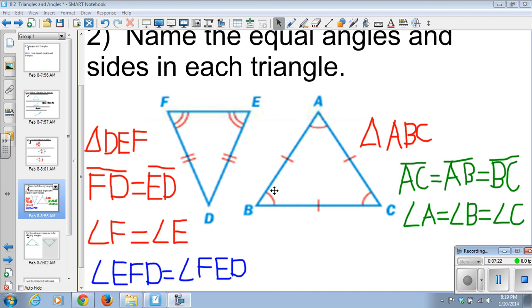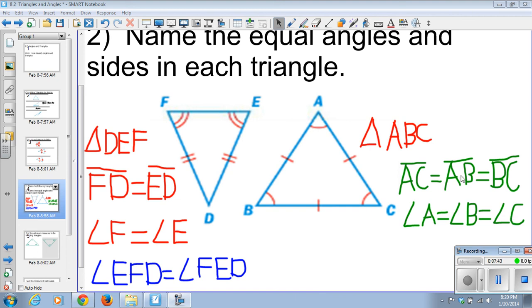Same goes for the angles. Angle A right here equals angle B, which equals angle C. You could have used the three-letter notation, say ABC, BAC, BCA in some order. As long as you've got those vertices as your center letter, you're fine.